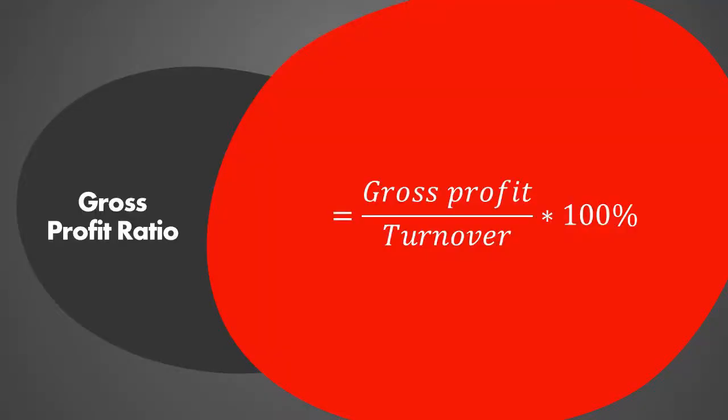How it is calculated: if you look at the formula of gross profit ratio, it uses figures from the income statement, or statement of profit or loss. So we take gross profit and we divide it by the sales figure, and then we multiply by 100%, and this gives us the percentage of gross profit from the total sales.